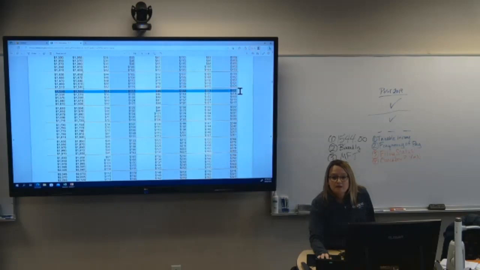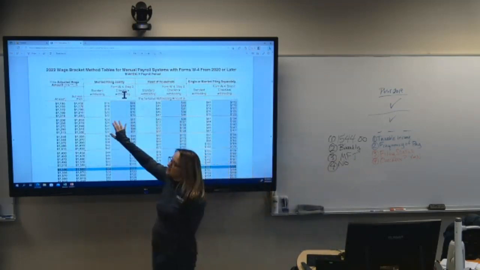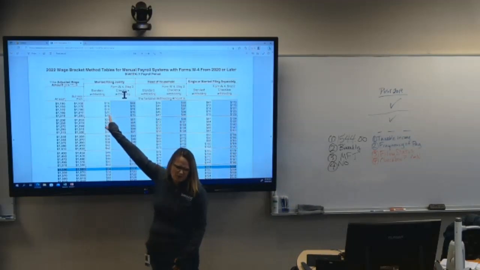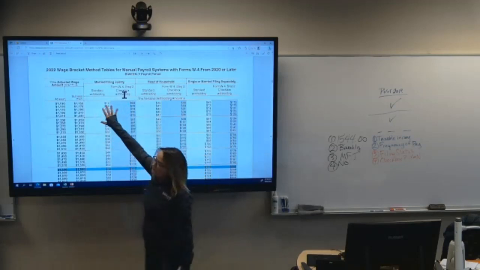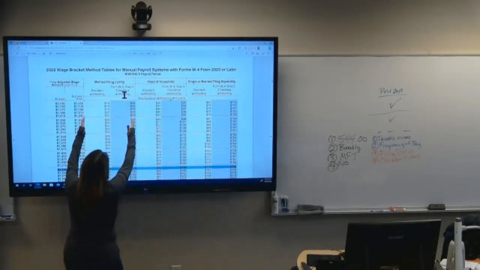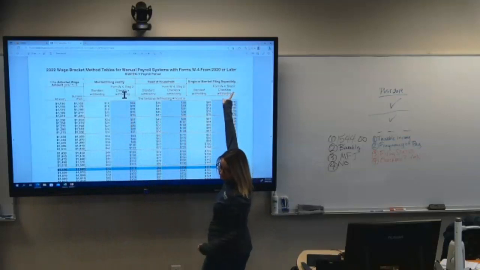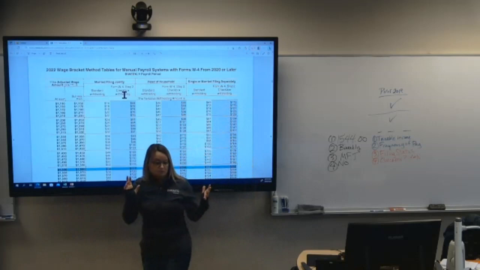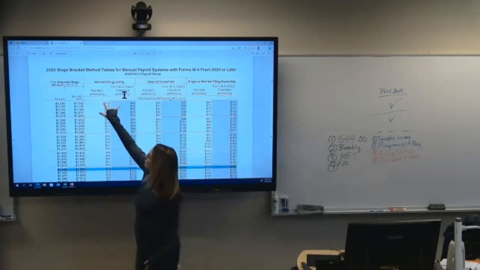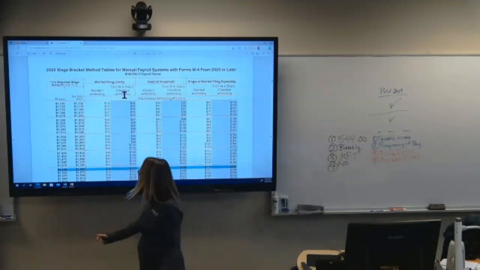All right, now we have to get the right column. So up here at the top, if they are a qualifying widow or widower, they would also use the married filing jointly. I don't think you've got any problems that have a qualifying widow or widower there, but just FYI, you would use the married filing jointly. Okay, so we've got 2 columns here for married filing jointly, 2 for head of household, 2 for single or married filing separately. So we have to pick out the filing status that we're using. We're using married filing jointly.